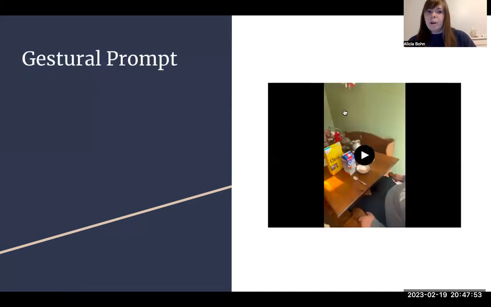The next prompt is gestural. So this can be like pointing to a stimulus, pointing to an item, pointing to a person that's talking, to help guide that person's attention to the person speaking, or to the object to help them initiate in the task. So in this case, I am pointing to the milk for the learner to initiate in the task of picking up milk and pouring it into the cereal.